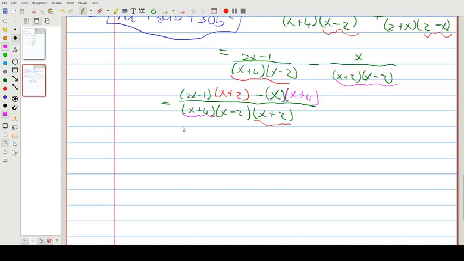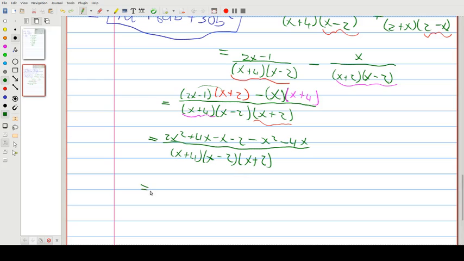Alright, and from here it's pretty straightforward. Now we just multiply out the top. So 2x times x is 2x squared. 2x times 2 is 4x. Negative 1 times x is negative x. Negative 1 times 2 is negative 2. Here we've got negative x times x is negative x squared. Negative x times 4 is negative 4x. Alright. So at the bottom we still have our denominator the same: x plus 4, x minus 2, and x plus 2.